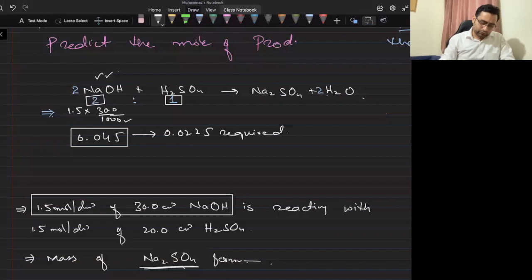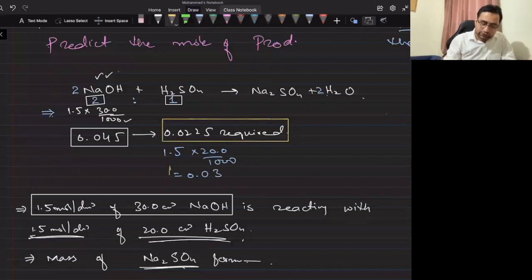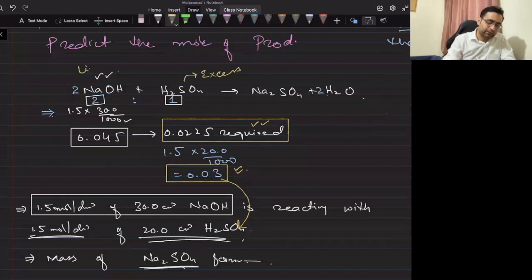Now, how much sulfuric acid is given to you? So find out number of mole for sulfuric acid. These are the number of moles you have, 1.5 into 20 divided by 1000. So this is 0.03. So now you can see required amount is 0.0225, but you have 0.03, which is given in the question statement. So the required amount is less than what you have. So sulfuric acid is going to be the excess reactant, and sodium hydroxide is the limiting reactant.